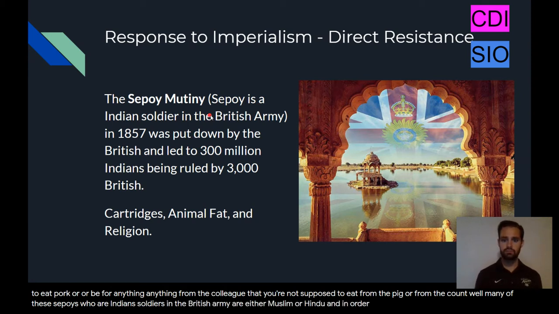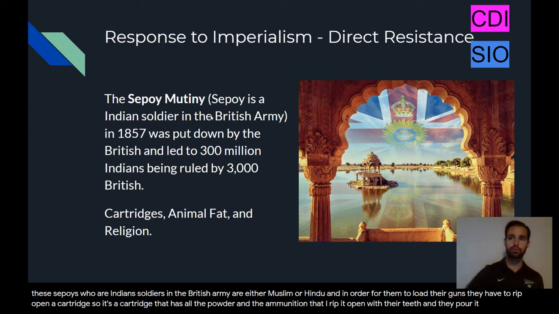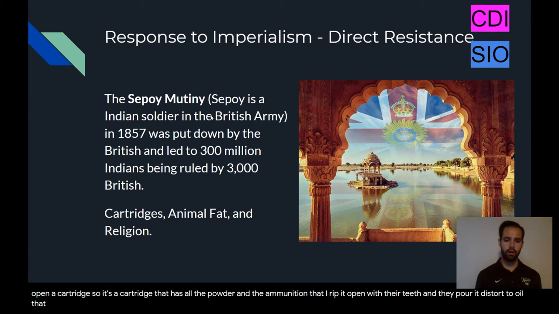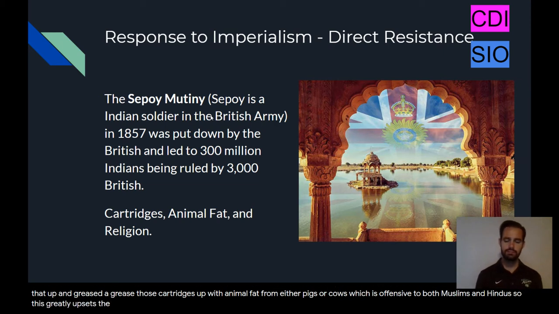And in order for them to load their guns, they have to rip open a cartridge. So it's a cartridge that has all the powder and the ammunition. They rip it open with their teeth and they pour it in their gun. The British start to oil that up and grease those cartridges up with animal fat from either pigs or cows, which is offensive to both Muslims and Hindus.